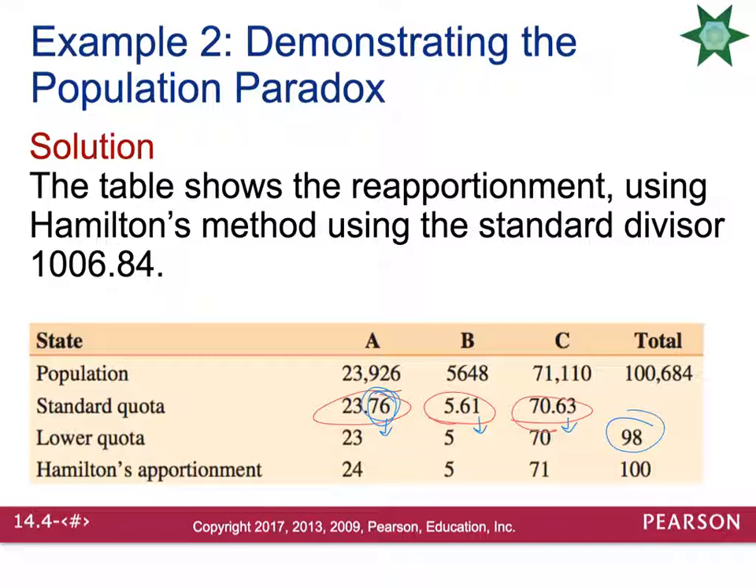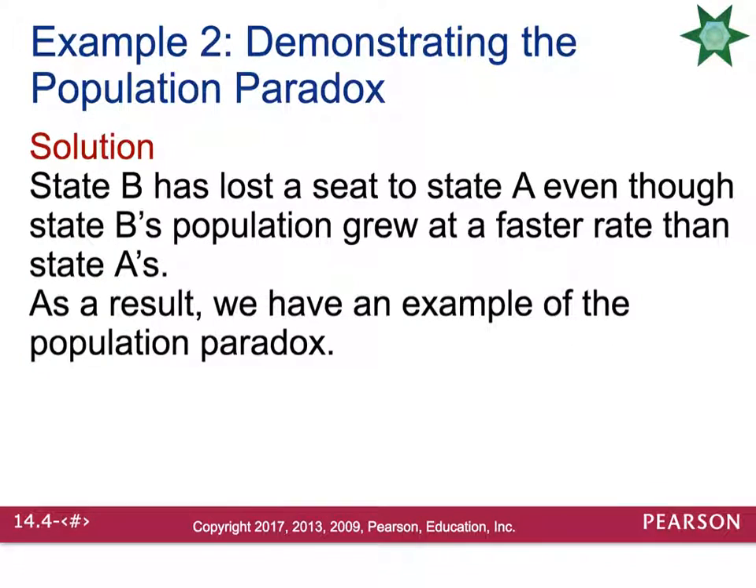So 0.76 is the highest, and 0.63 is the next highest. So we'll give A an extra seat, and we'll give C an extra seat. So A has 24, B has 5, and C has 71. Now, that's not good for B. B previously had 6. State B lost a seat to state A, even though B's population is growing at a faster rate than A's. So as a result, we have a population paradox.